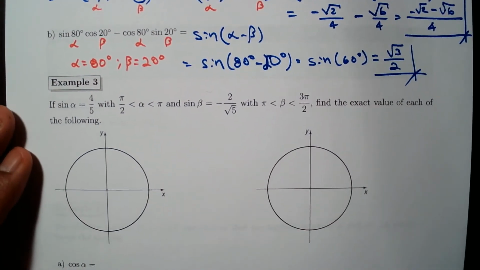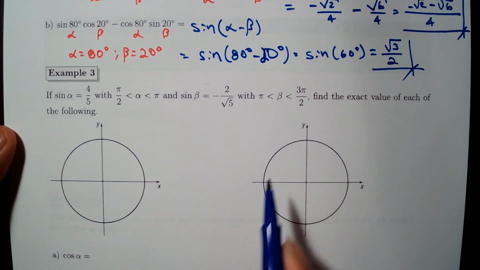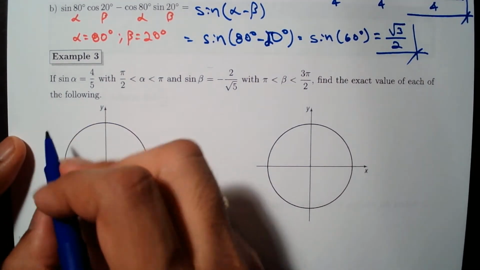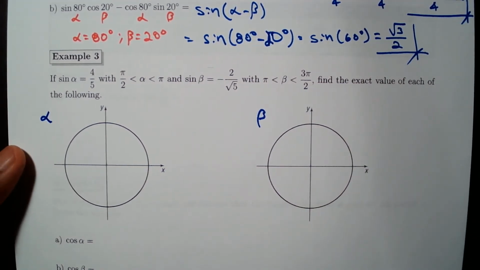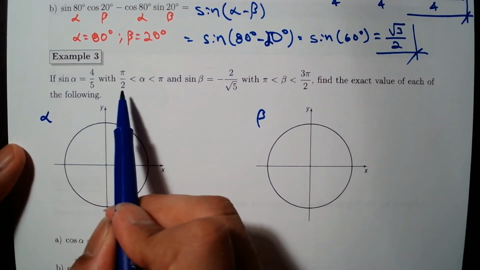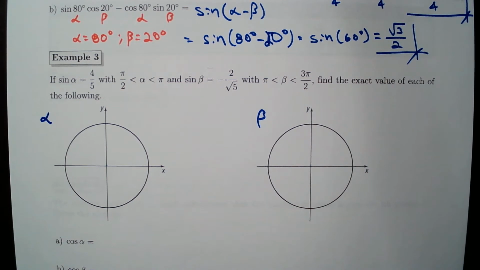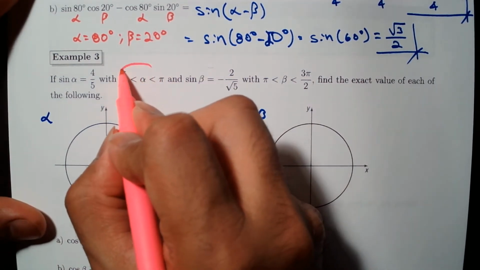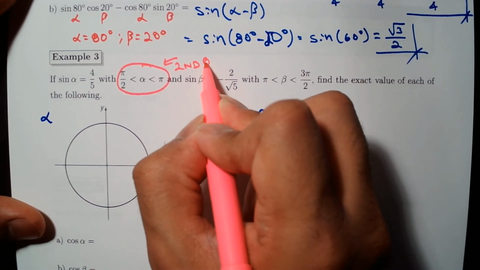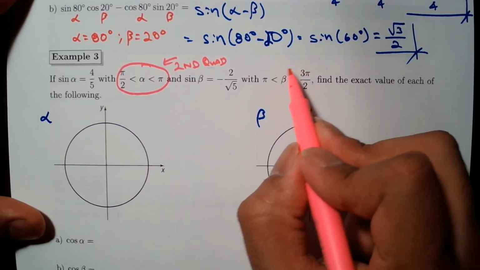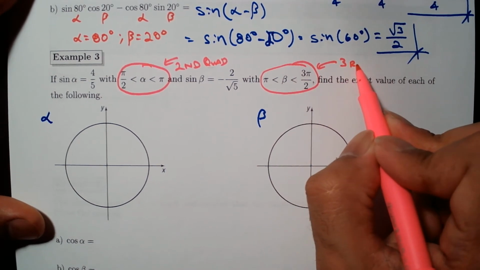All right, number one. Here I have two Cartesian planes with a circle. The first one I'm going to call for alpha, and this is going to be for beta. Sine of alpha with pi over 2 and pi, this is telling us second quadrant. And pi to 3 pi over 2, this means third quadrant.